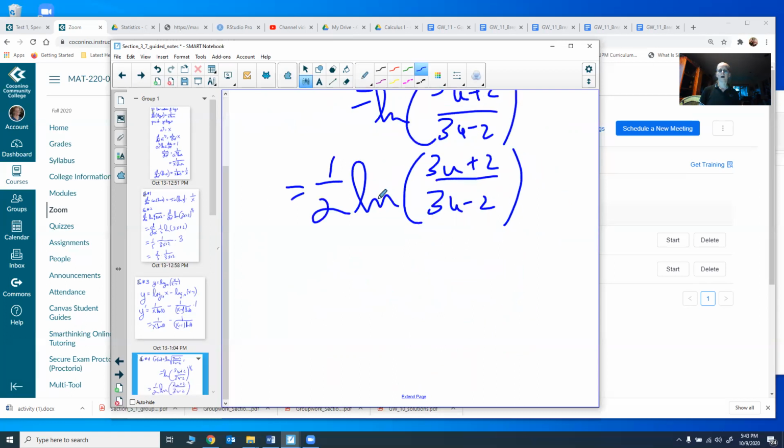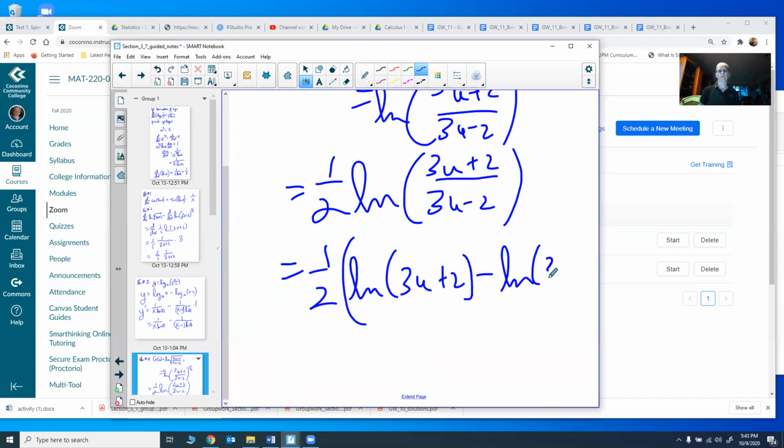And again, the log of a quotient is the log of the top minus the log of the bottom. So we have 1/2 times the natural log of the top, 3u plus 2, minus the natural log of the bottom, 3u minus 2. Now when I go to take the derivative, it's a little bit easier to do. Again, when you're dealing with logs, it's easier to use your properties of logs.